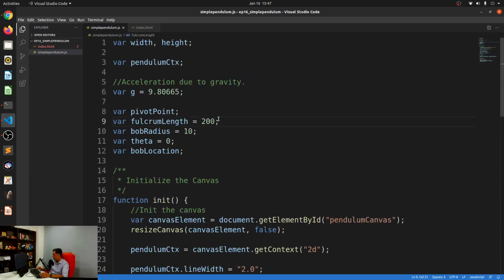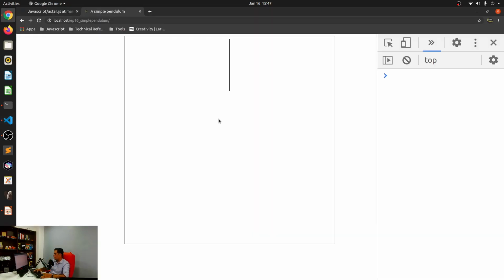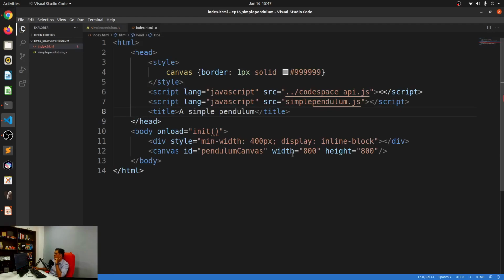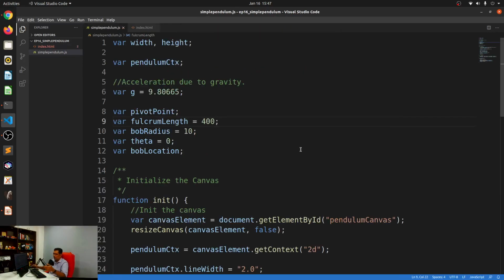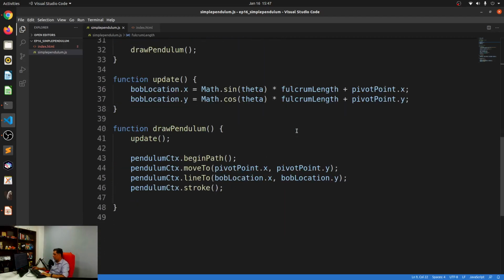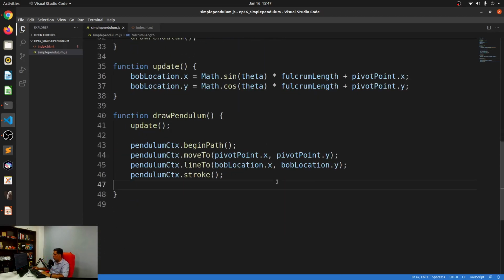I'm going to say fulcrum length is 400. I could make this longer, and I'll tell you why I'm not going to. 400 only reaches about halfway across the screen, but I cannot make it any bigger, because my canvas is only 800 pixels long. Of course I can make it bigger, it's just that when we start swinging it, the bob might just go off screen. I don't want to do that. You're more than welcome to do it if you're experimenting with this, if you download the code from GitHub. All right, so that's done.